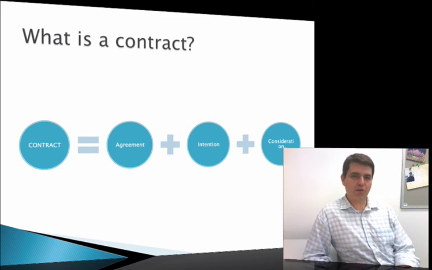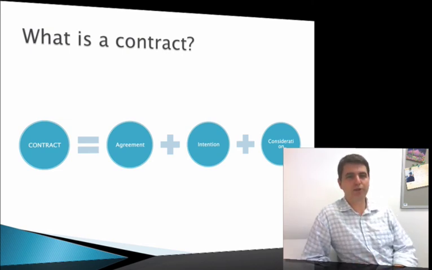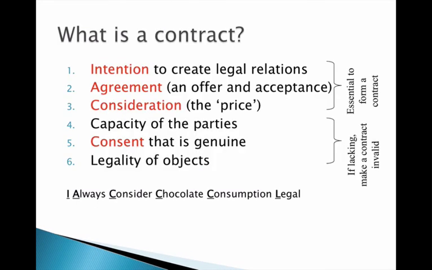So to get a contract, these aren't the only things we need, but they're 3 of the critical elements that we really need to concentrate on. We need to have agreement, we need to have an intention to be legally bound, and we need consideration. You can see here that the intention, agreement, and consideration are the first 3 steps to have a valid contract.